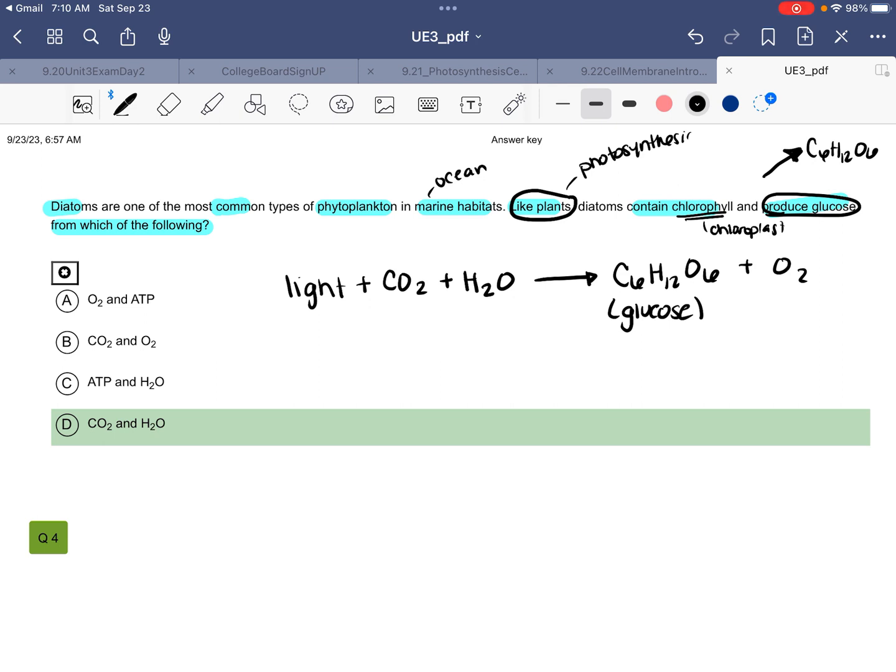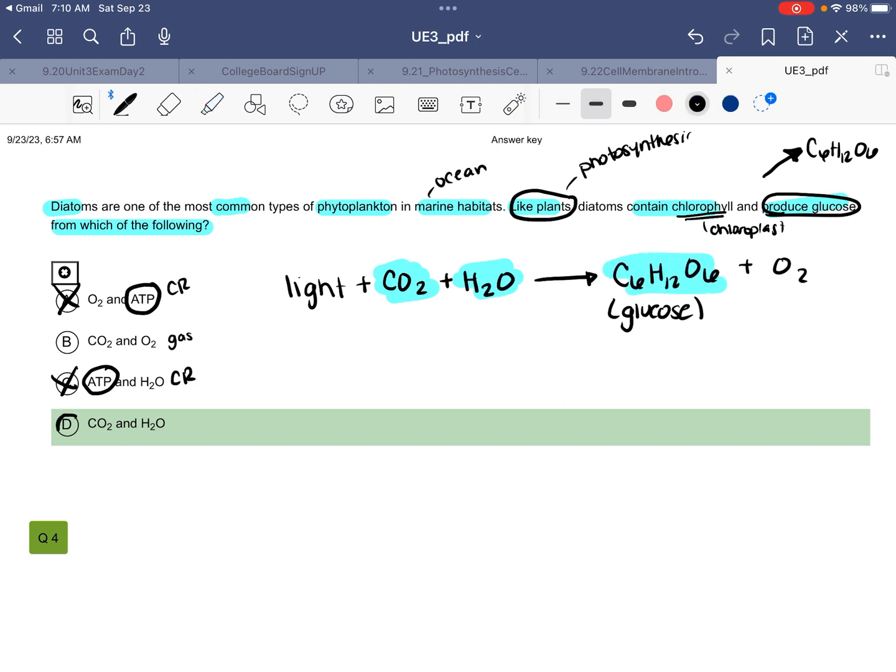From what? So we know automatically that because we're talking about plants, we're talking about chlorophyll, we're looking at the process of photosynthesis. So A and C should have been out because ATP is talking about cellular respiration. Now you should have been left between B and D, right? So B and D, carbon dioxide and oxygen, that's telling you the gases. And then carbon dioxide and water, you see it here on the reactant side, to help you produce your glucose.